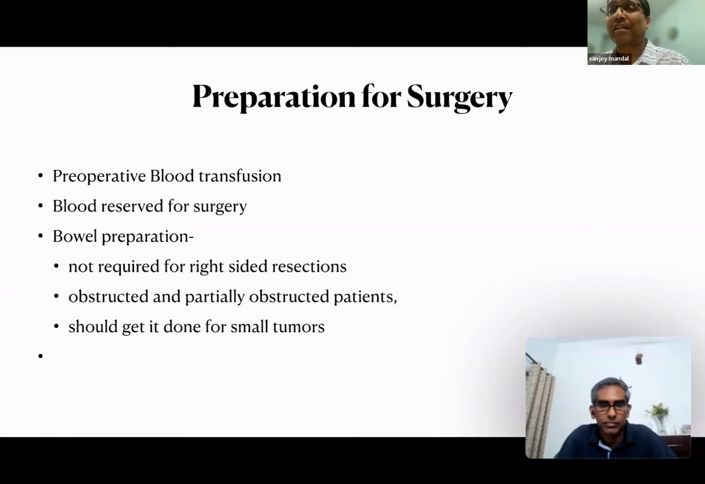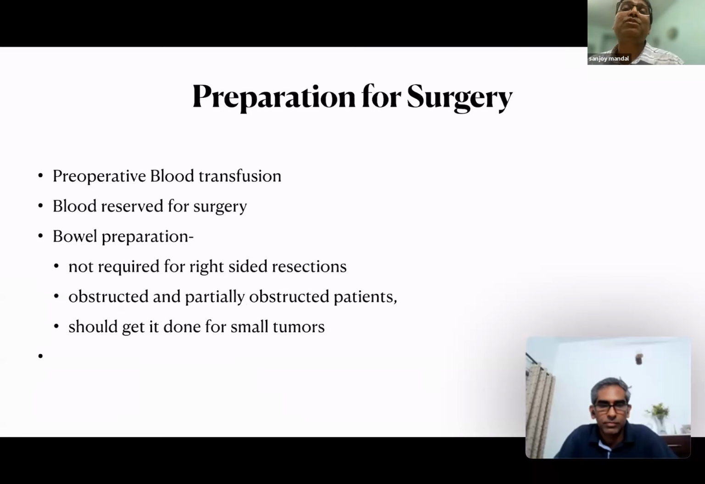A preoperative blood transfusion is given if the hemoglobin is low, below 8. We generally do not transfuse patients if they're at 8. You can reserve blood if a patient has a borderline hemoglobin, but for most cases of colon cancer, we do not generally require any blood reserve because most of these surgeries are essentially bloodless these days.